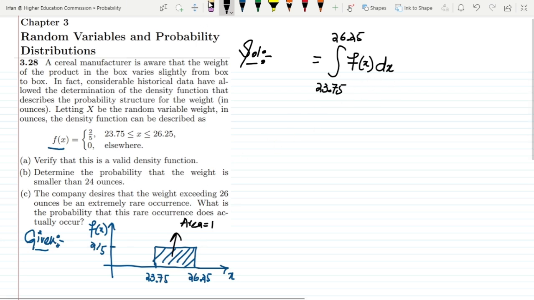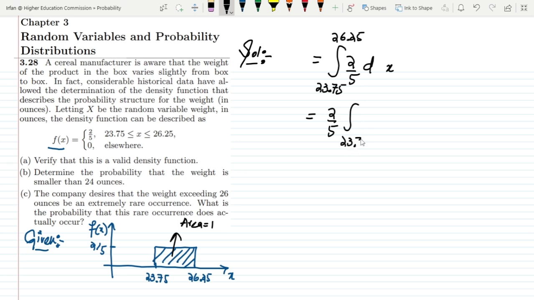Okay, so what is f of x here? Let me write the value of f of x here, and that f of x is given, and that is 2 by 5, and here this is dx. Okay, so now in order to integrate it, we can see that here we have this 2 by 5, which is a constant, and here it would be these two ranges, 23.75 and 26.25.